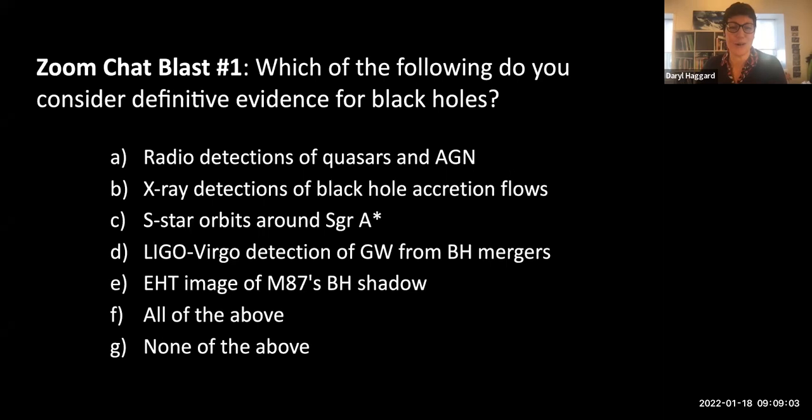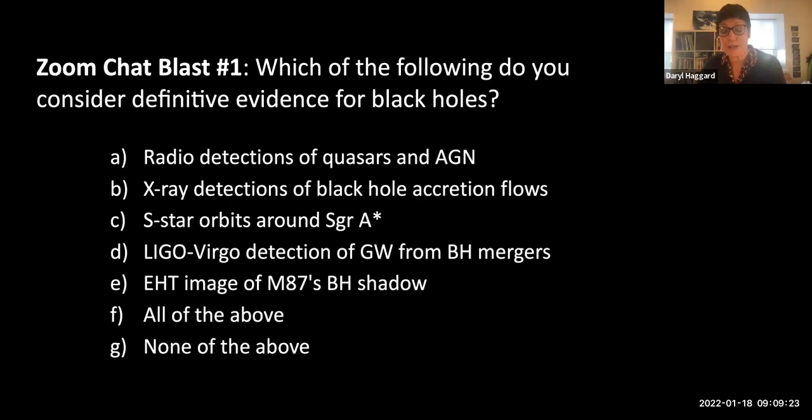I don't know whether or not you all have access to the Zoom chat. If you do and you feel like waking your mind up, particularly if it's in the morning and you're just finishing your first cup of coffee, feel free to toss your response to this quick multiple choice question into the Zoom chat. Which of the following do you consider definitive evidence for black holes?